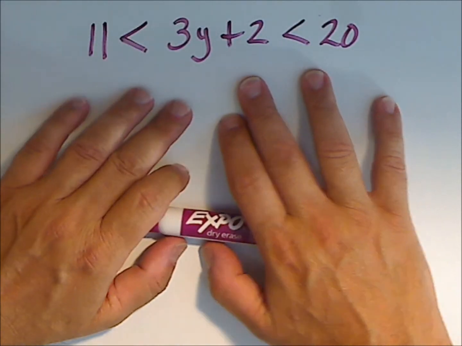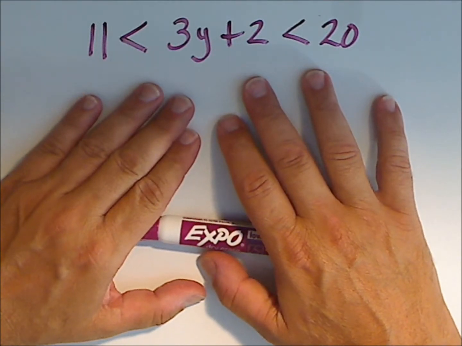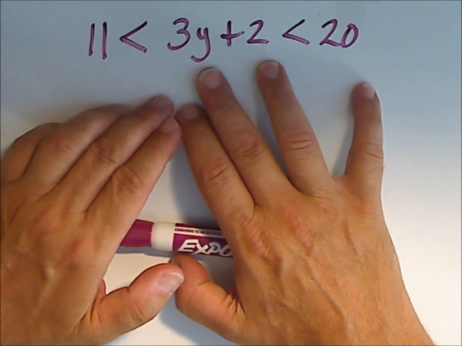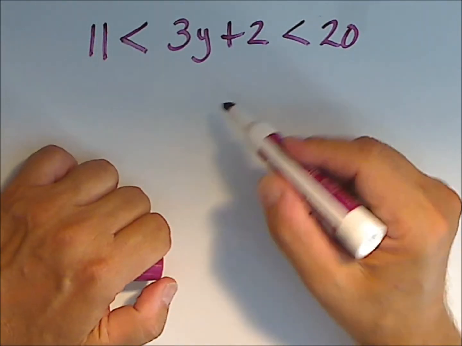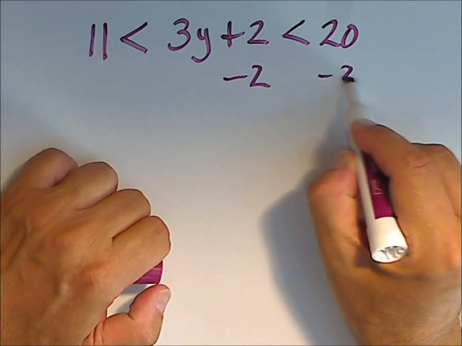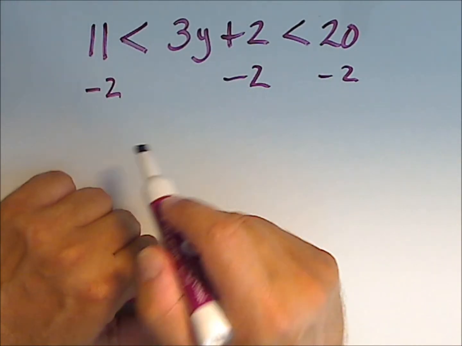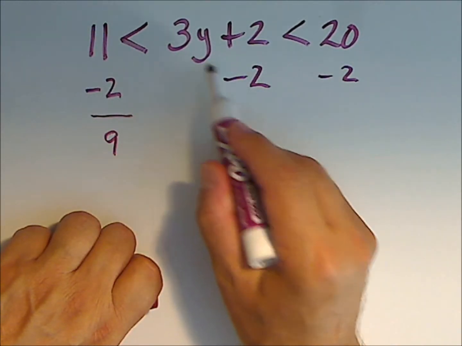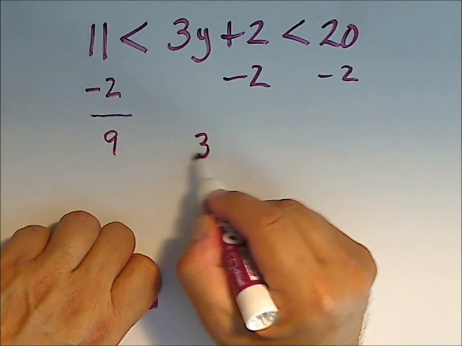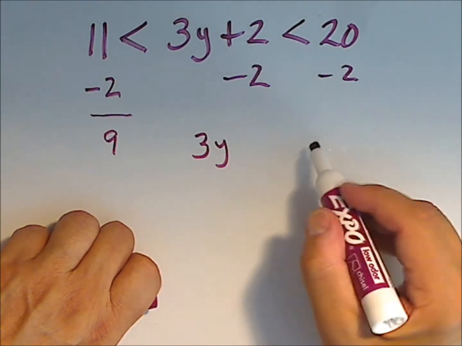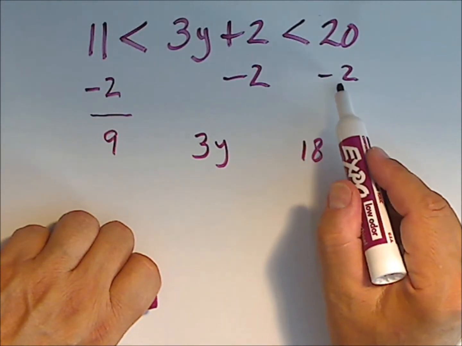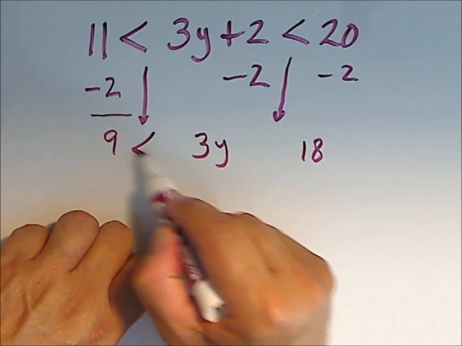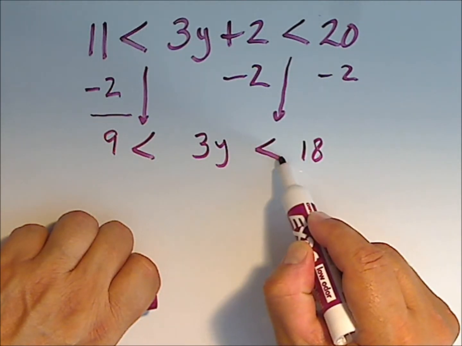So the first thing I'm going to do is reverse order of operations. What's the first thing you ever learned? Addition, subtraction. So what can I add or subtract to get y by itself? Well, I can subtract 2. So I'm going to subtract 2 from both sides, and from the third side. 11 minus 2, that's a 9. 3y plus 2 minus 2, that just leaves me with 3y. And 20 minus 2 is 18. I subtracted. I didn't multiply or divide by a negative. So the inequality signs stay exactly the same.